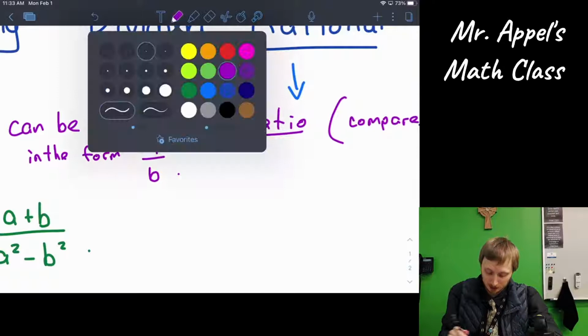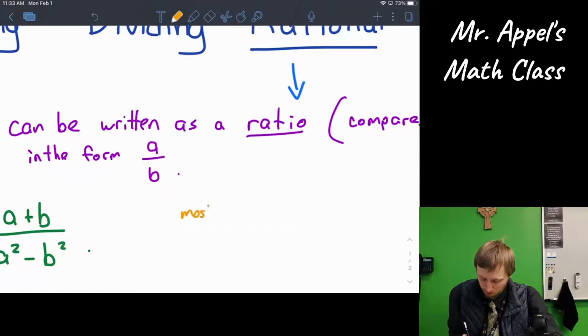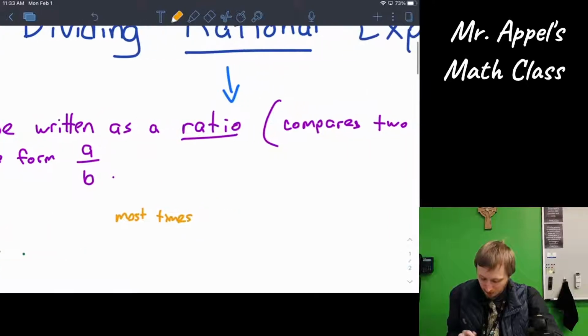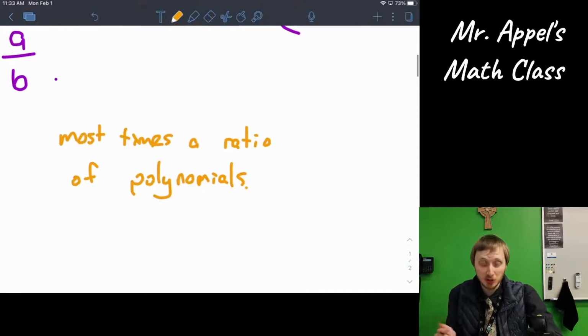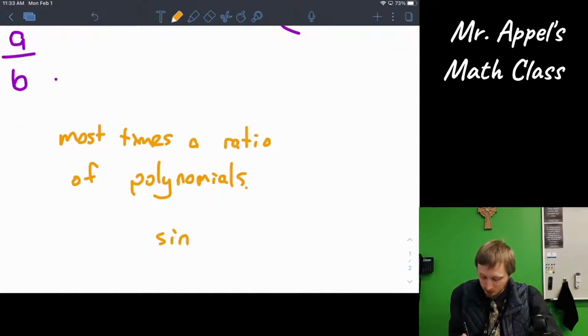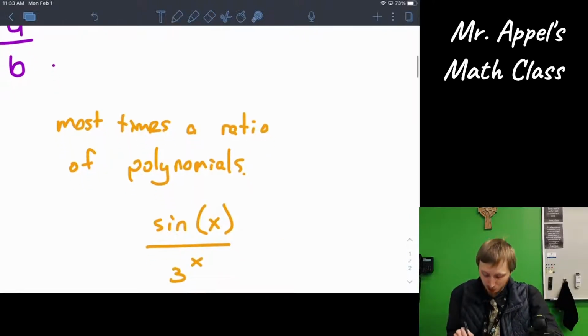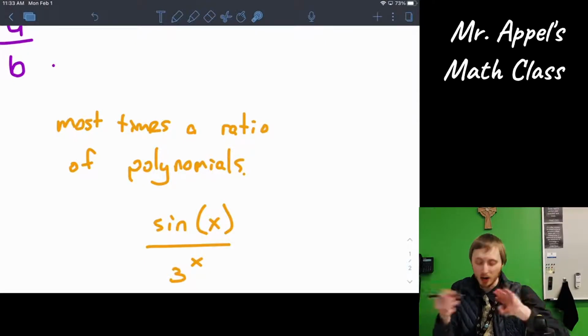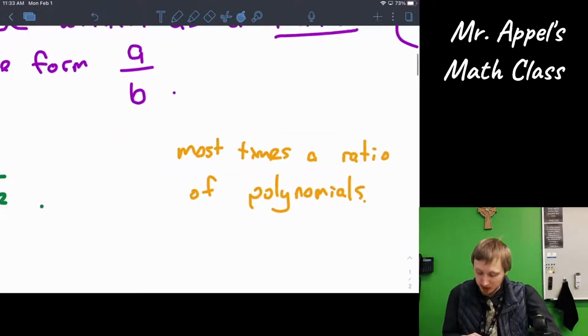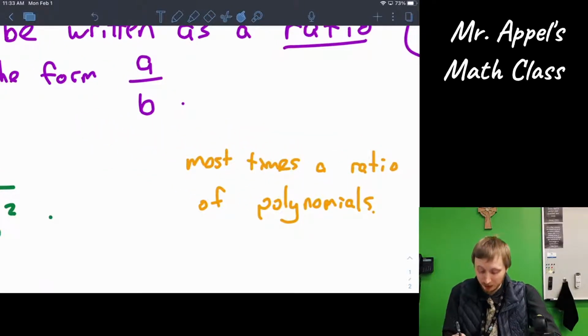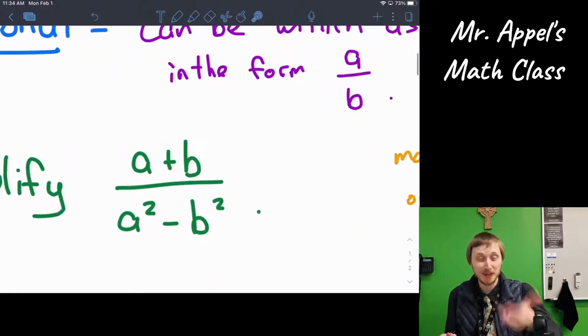Let me write that down. Most times a ratio of polynomials. But we could do other things. We could have the sine of x divided by 3 to the x, and you could throw in trig, exponentials, logs, or other types of functions and expressions. But most of the time, and certainly within this chapter, we will be dealing with polynomials on top and on the bottom, which is great because we already know how to deal with polynomials.